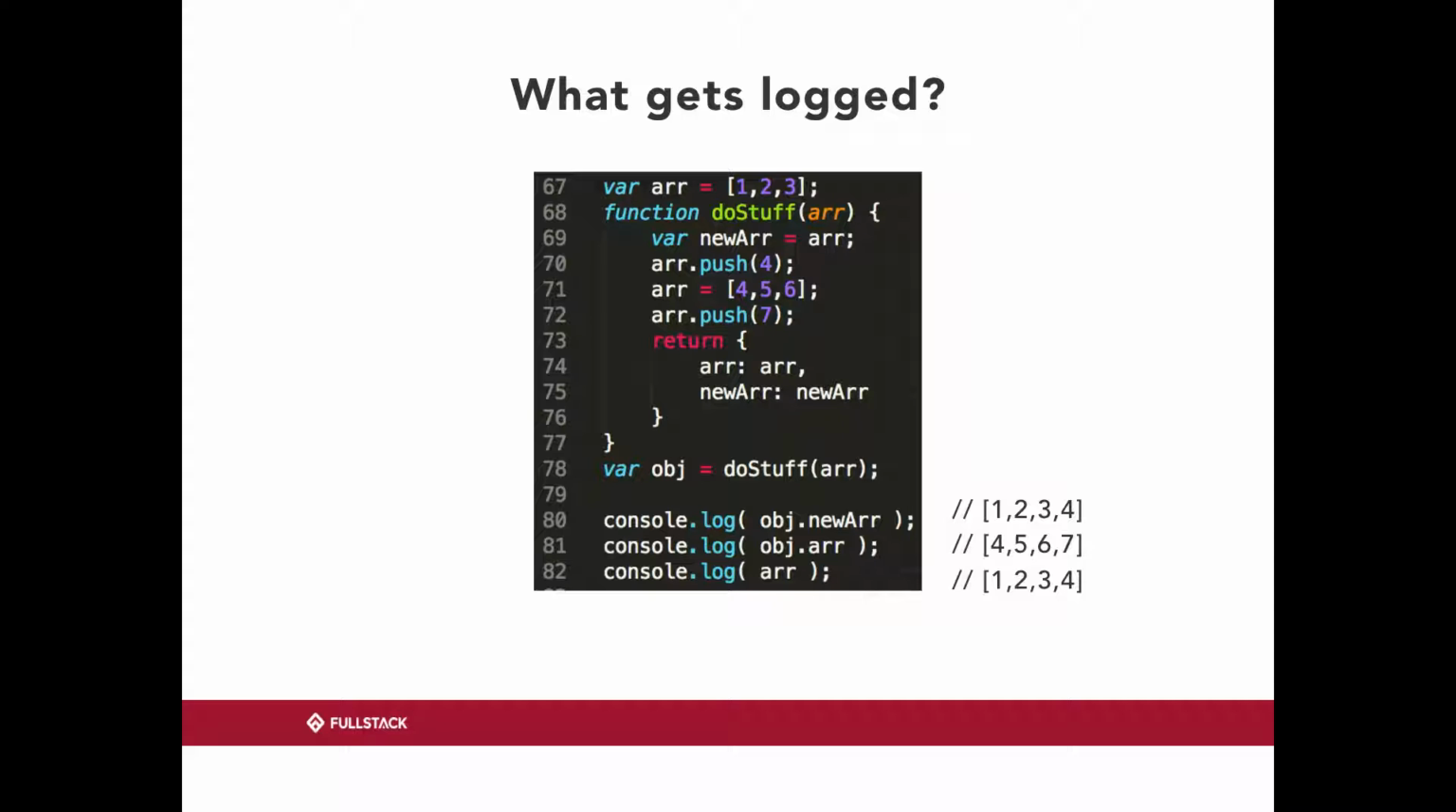Okay. So now when we console log out line 80, newARR is going to point to 1, 2, 3, 4. ARR is going to point to 4, 5, 6, 7. And then the original ARR, we never changed. It's still 1, 2, 3. But because at some point we pushed the 4 onto it, and the reference to it never changed, we're now looking at 1, 2, 3, 4.